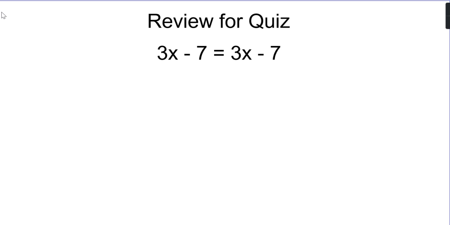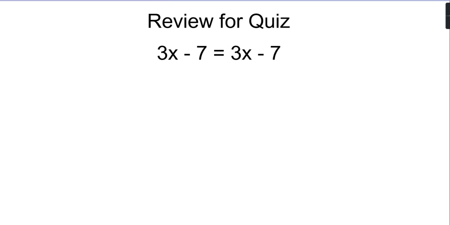When I have an equation with variables on both sides, the first thing I always do is make sure each side is simplified. And I see in this case it is. I see variable term, constant term on the left, variable term, constant term on the right. So it's simplified. So the next thing I want to do is get those variables on one side of the equation, because I can't start solving until I have the variables on one side of the equation.